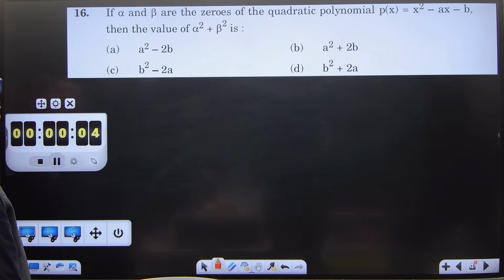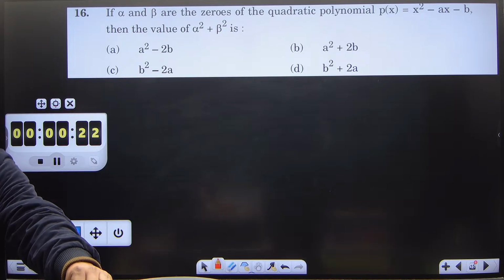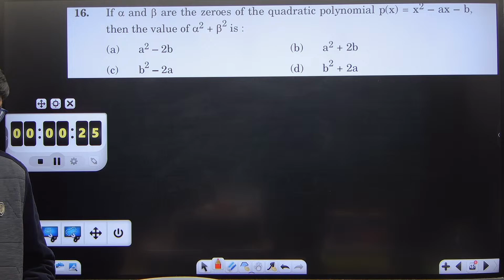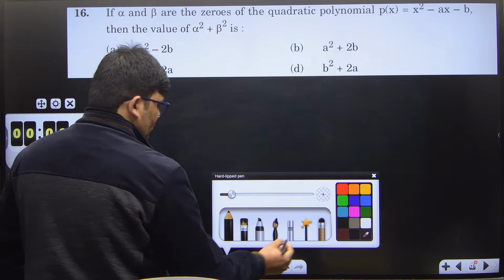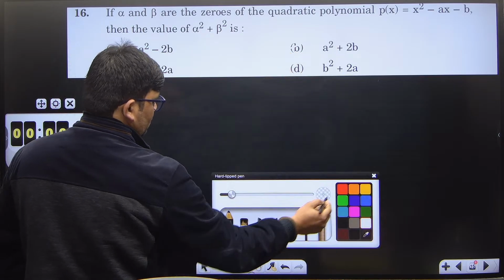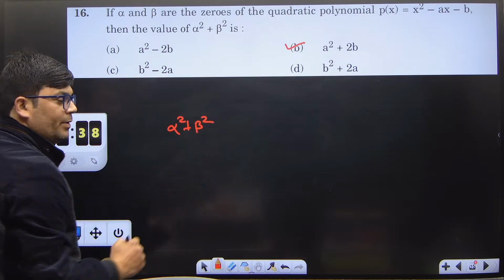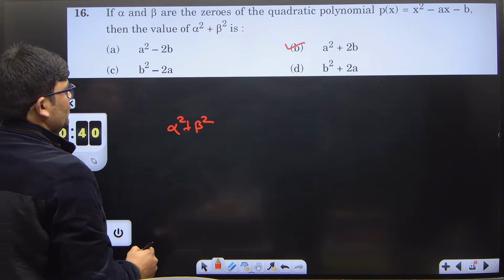But some questions are the same, like these types of question you will see in your syllabus as well. So if alpha beta are the zeros of the quadratic polynomial x square minus ax minus b, then the value of alpha square plus beta square is equal to. If you know one identity, then you can solve this question, or else you will not be able to solve it. Option B. Bravo delta.